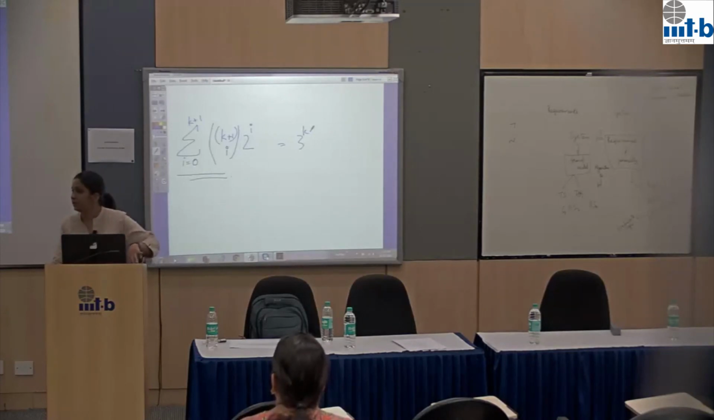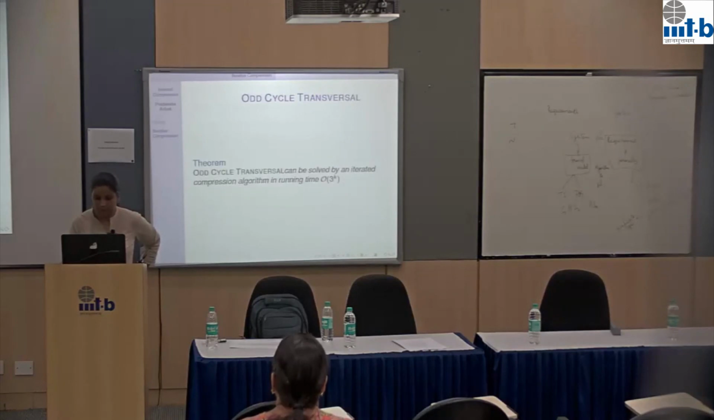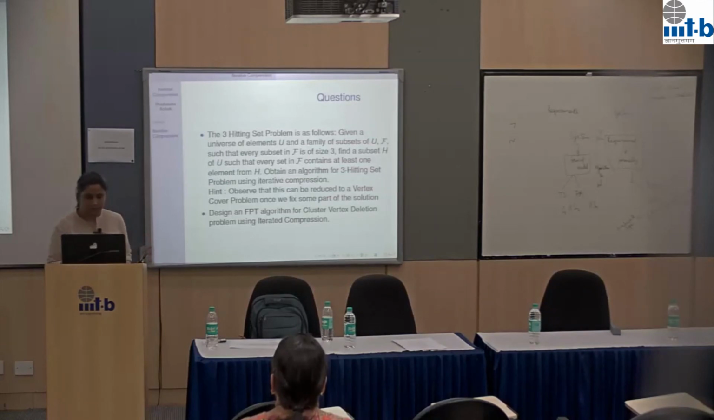Questions? So this is a slightly non-trivial algorithm, because the structure was not as easy to see as in vertex cover. But you got an OCT algorithm which runs in 3 power k time. So that is iterative compression.